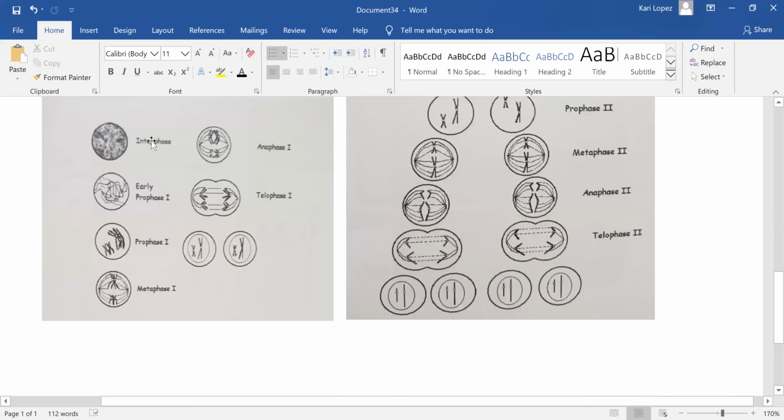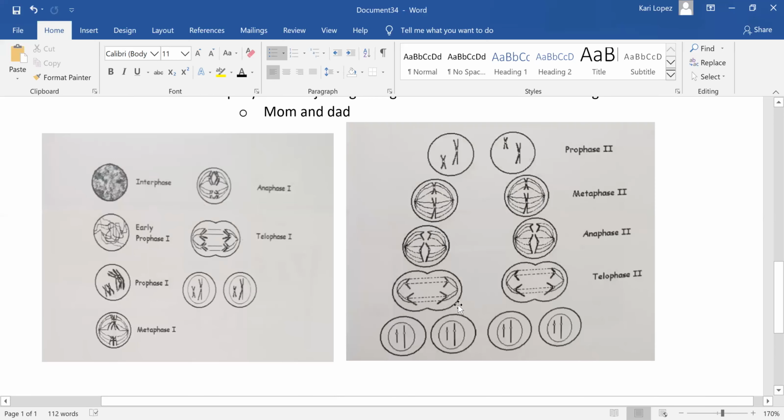So here's that process. It starts with this one, and then it goes into this process, and then this is what you end up with, your 4 haploid gametes. So the difference in the haploid and the diploid is like, this would be diploid with the 2 sets of chromosomes, and then this is your haploid with a single set of chromosomes. Diploid, haploid.